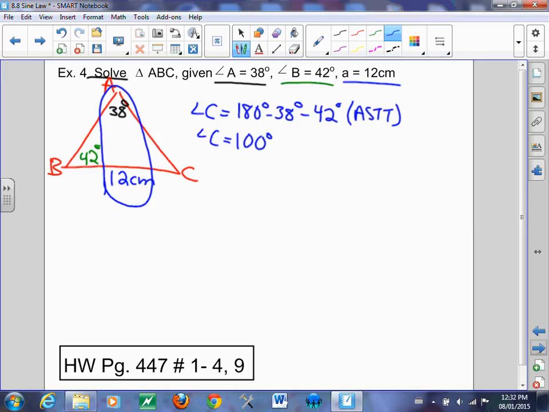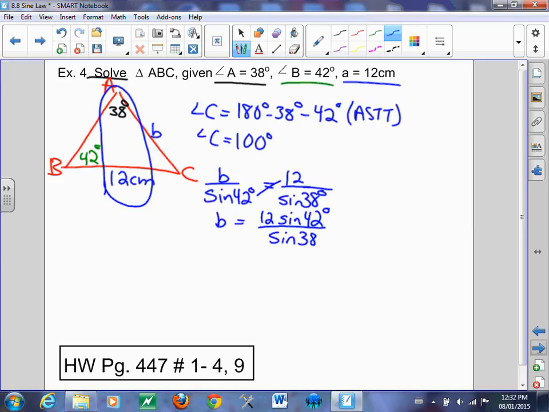Now let's find side B. So B over sine of the corresponding angle, which is 42 degrees, equals the match, which is 12 over sine of 38 degrees. Get B by itself. So B equals the opposite cross. See if you can do it with the shortcut, I should say. Divide by what's left over, sine 38. Plug in your calculator, ladies and gentlemen, and you're going to get B equals approximately 13.0 centimeters.